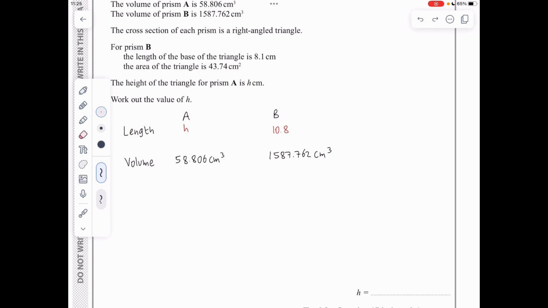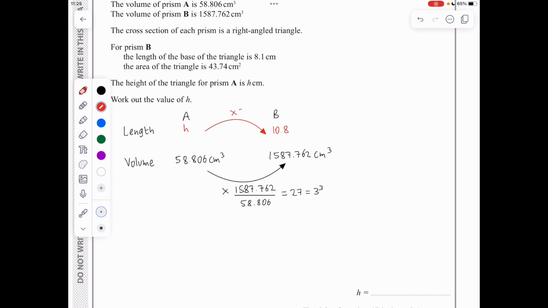And we can see that to go from the volume of A to the volume of B, I multiply by 1587.762 over 58.806. This turns out to be 27, which we should all recognize as 3 to the power of 3. This means that the length scale factor is 3. So this will be times 3. And therefore, to find the h, I will do 10.8 divided by 3, and this gives 3.6 centimeters for h.